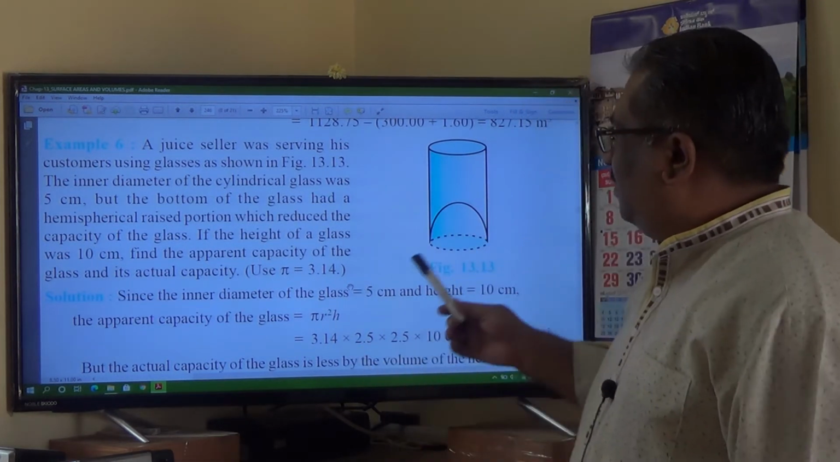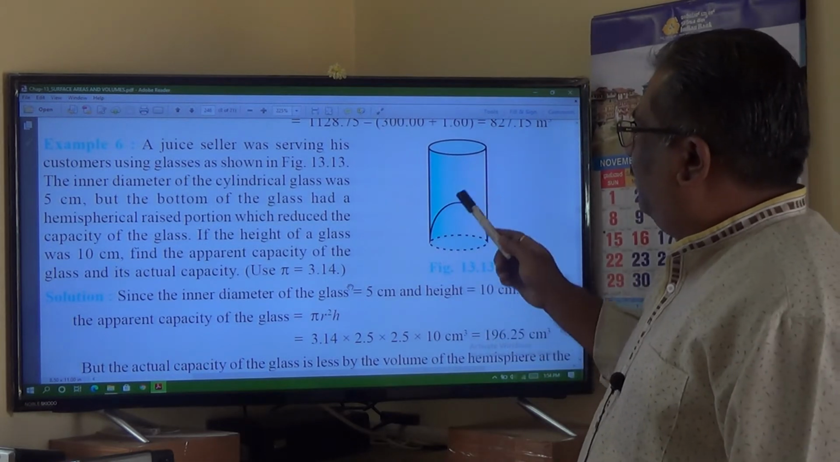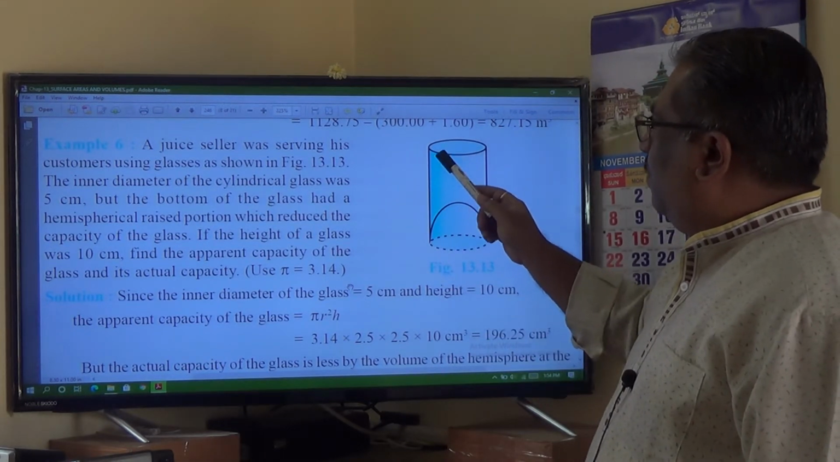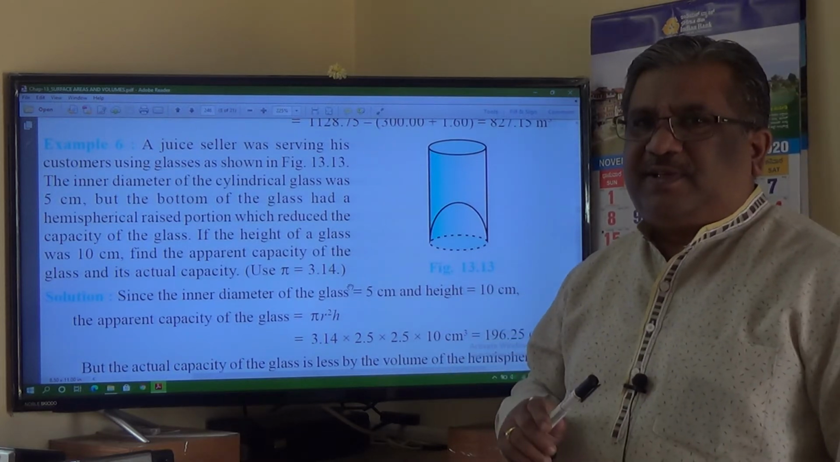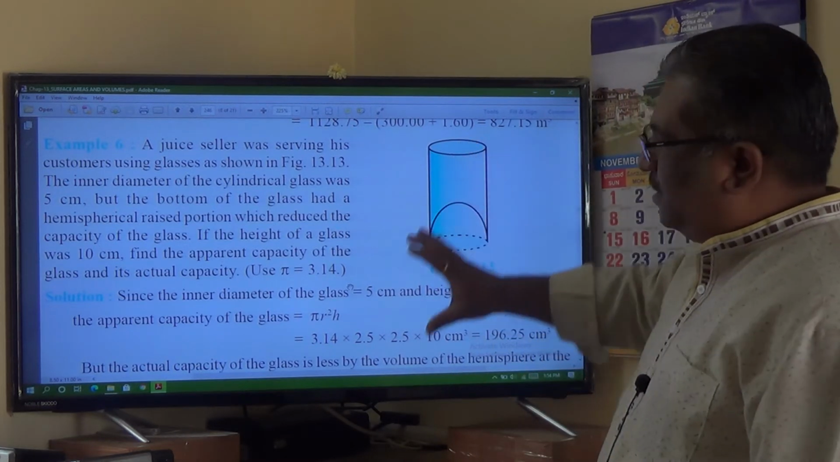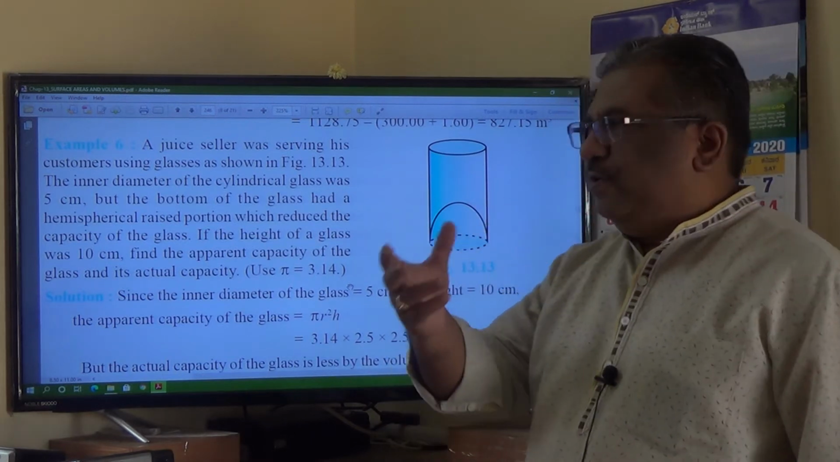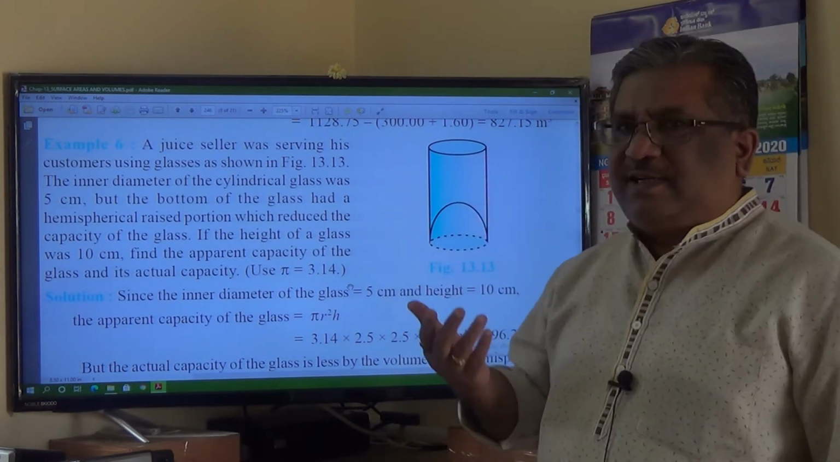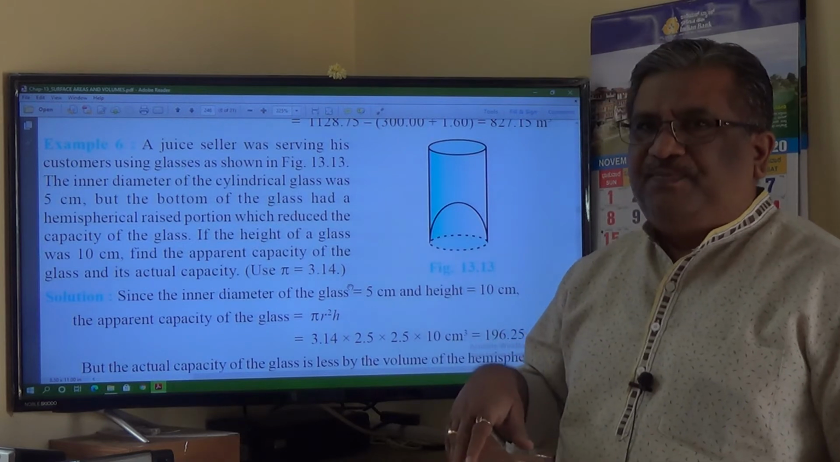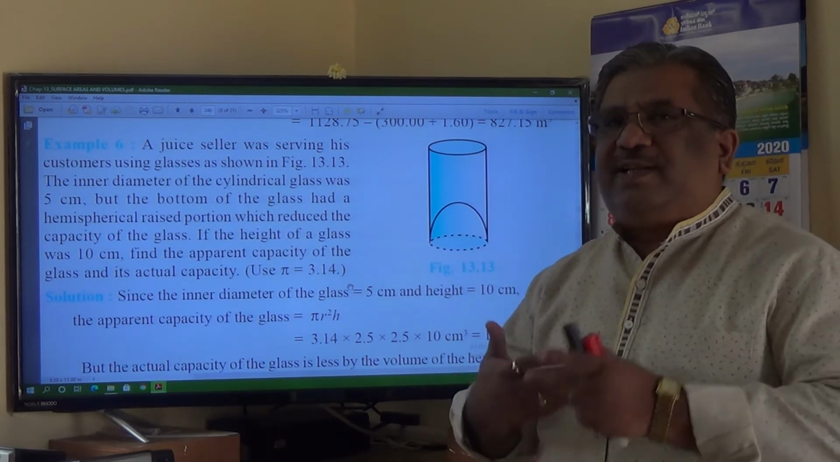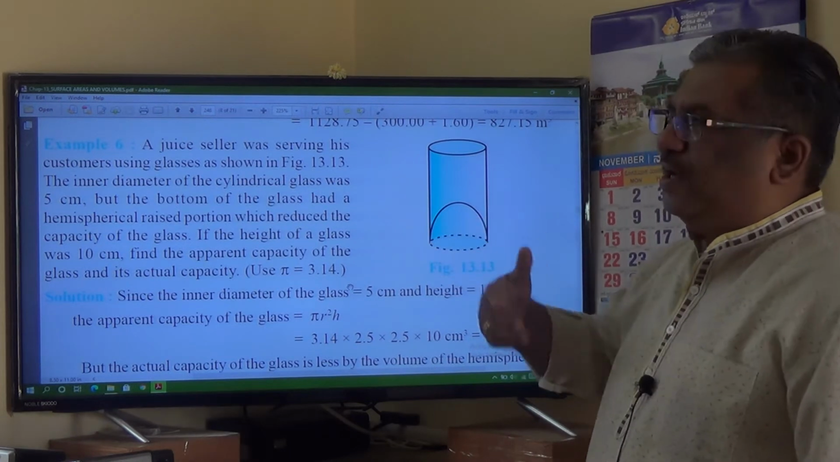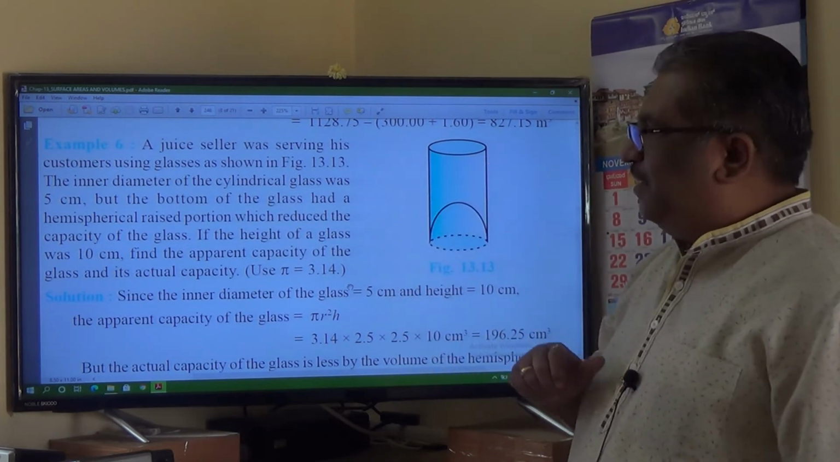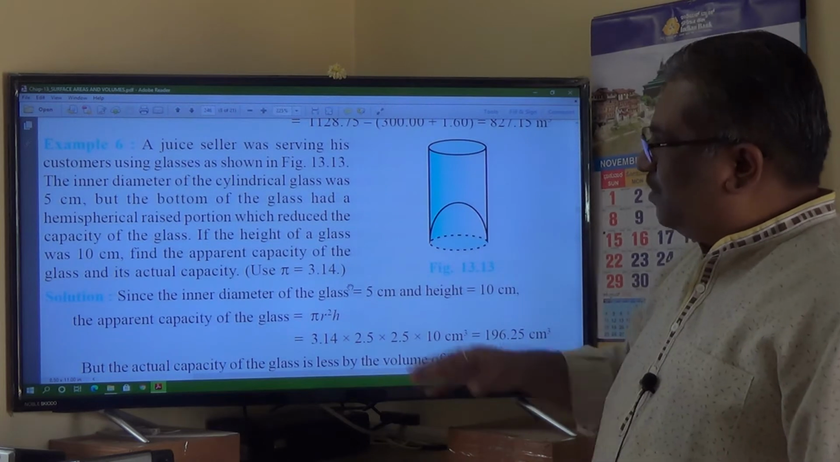Apparent capacity is nothing but, you will be taking the volume of this entire glass, isn't it? That is the apparent capacity. It appears that this glass is entirely full. So you will be taking the volume of only this cylindrical portion, which is going to be the apparent capacity. But what is the actual capacity? You have to subtract the hemispherical portion also from the total volume of the cylinder. That is called the actual capacity. So let us see here.